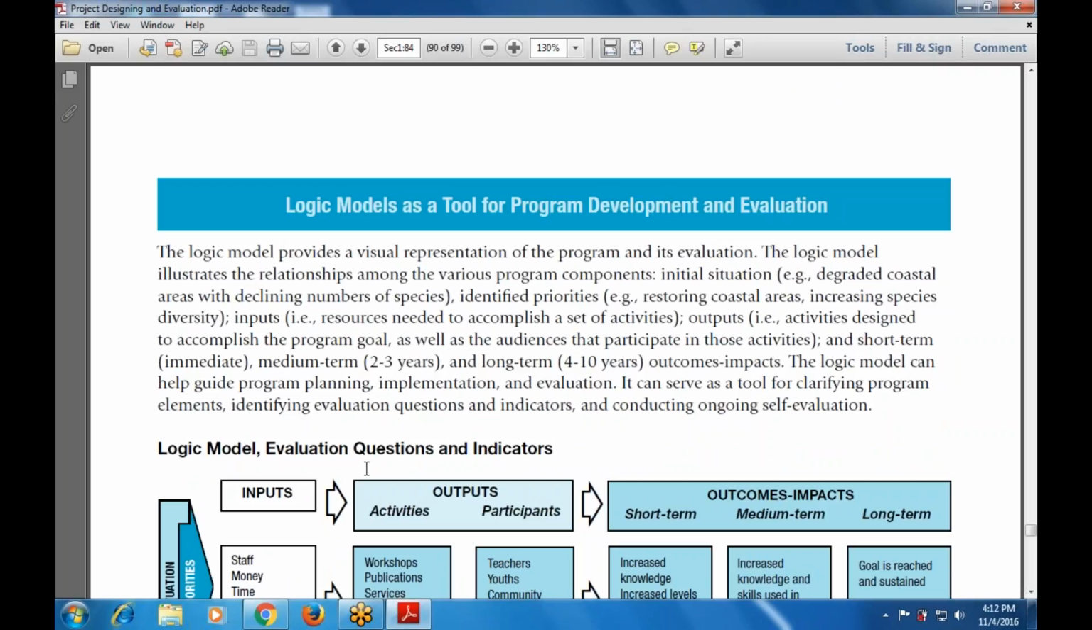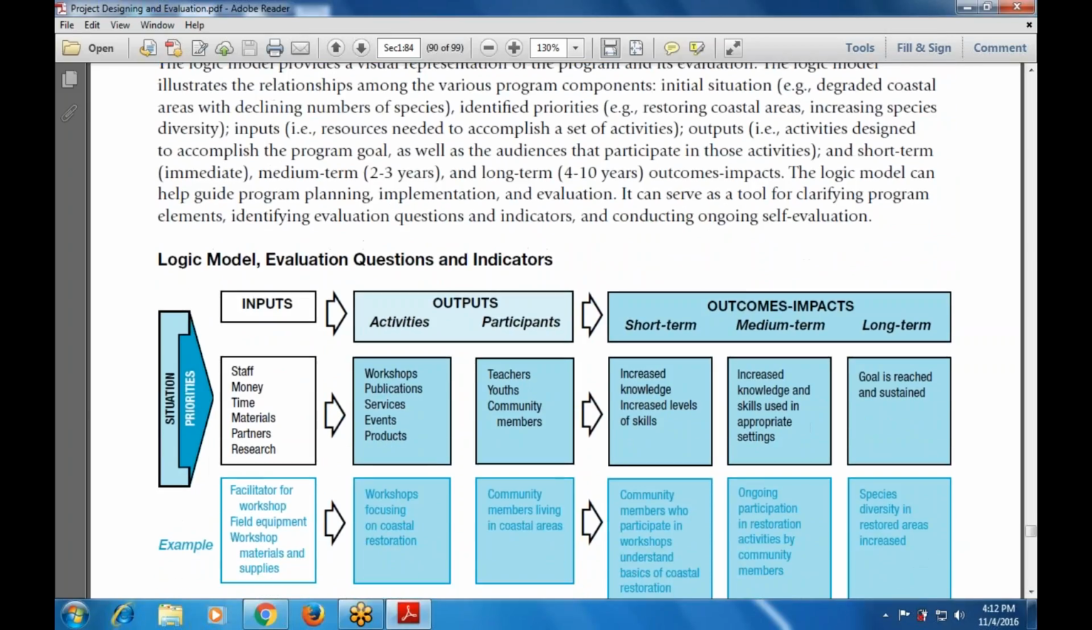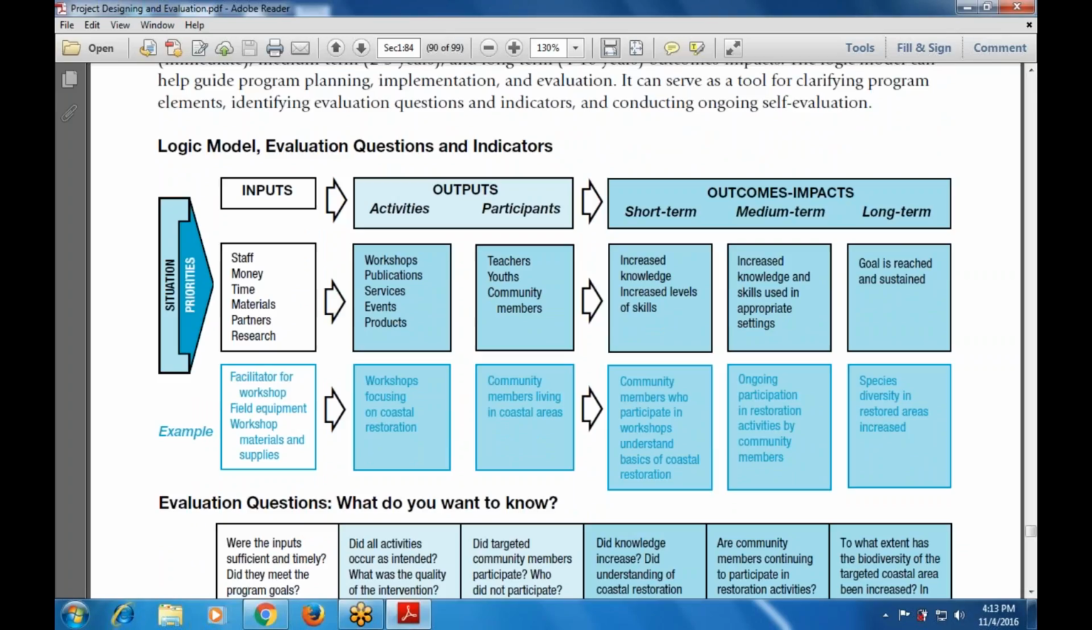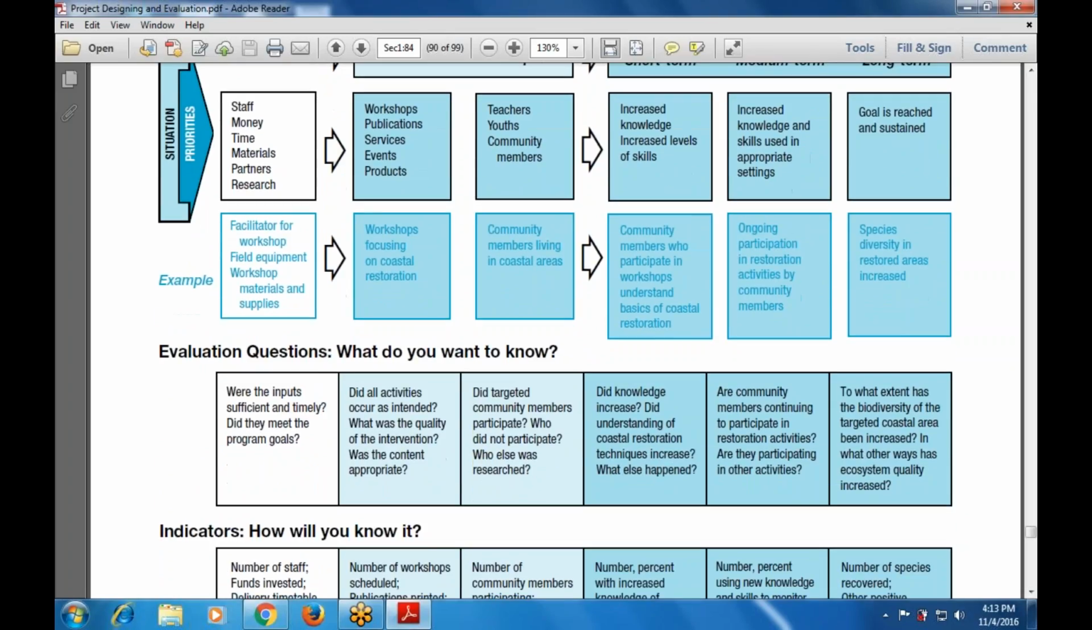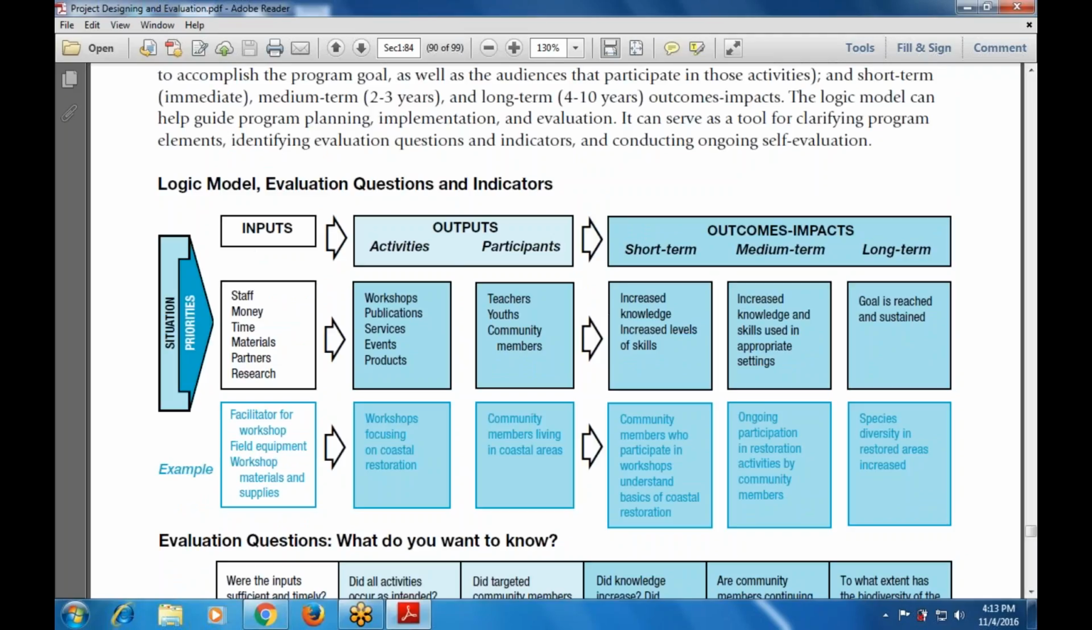Then next is the logic model, the evaluation question, and the indicator that is being set out. So one is the input, then outcome impacts. Then what are the various evaluation questions? What do you want to know about the data? What do you want to get about the data? That is the evaluation questions. So were the inputs sufficient and timely? Did they meet the program goals? Then indicators: how will you know it? That is, what are the indicators that are used to judge the data. So first is the logic model, then evaluation questions and the indicators.